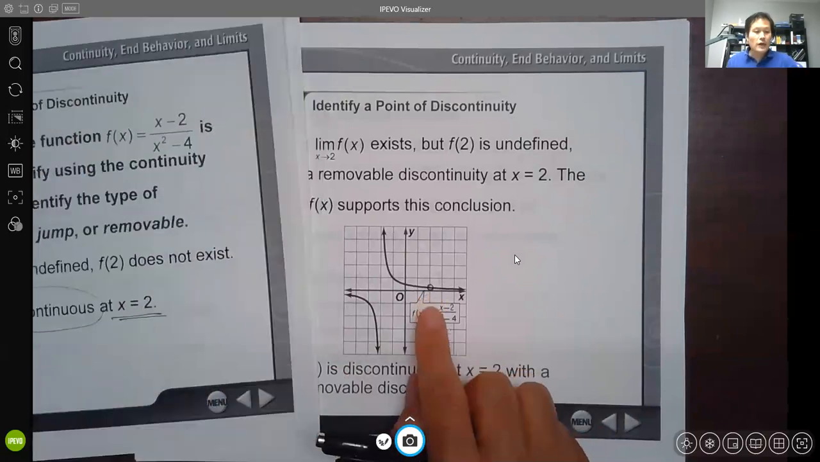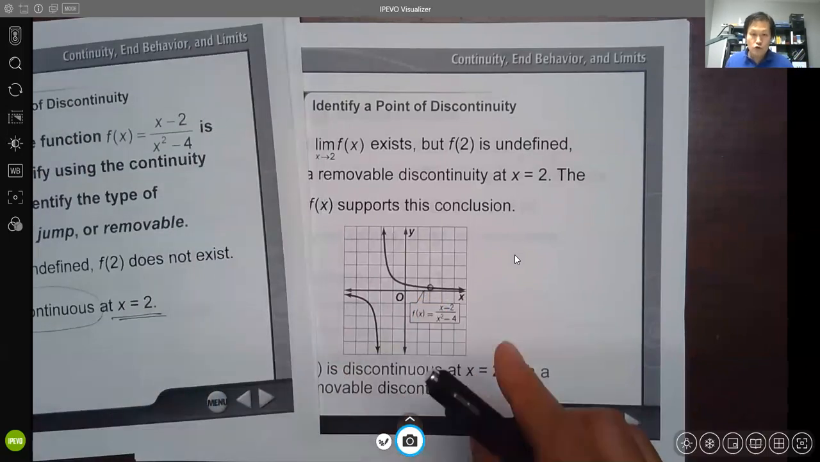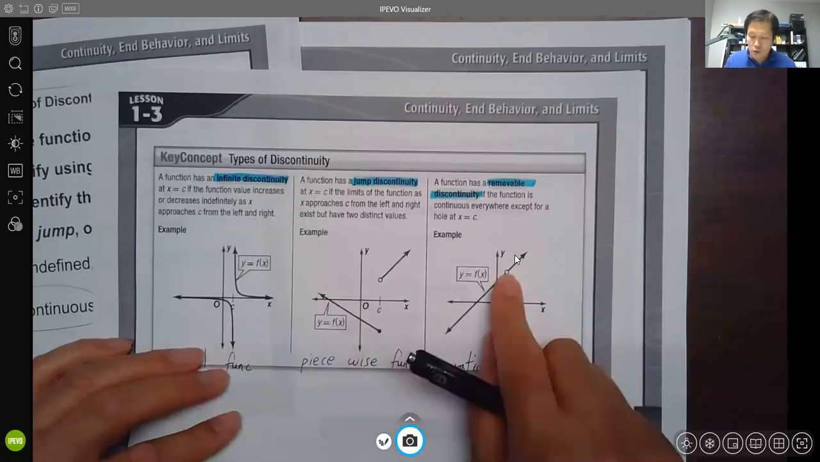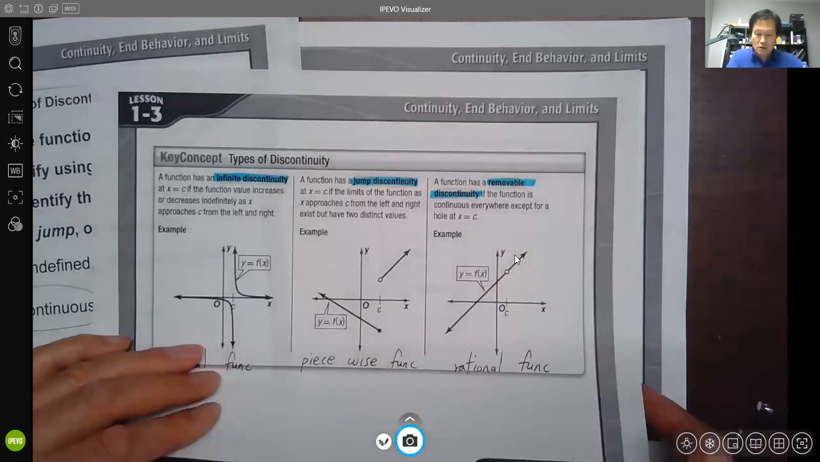As you can see by now, you should know what kind of discontinuity. It should be this one. The one with the hole is a removable discontinuity. Okay?